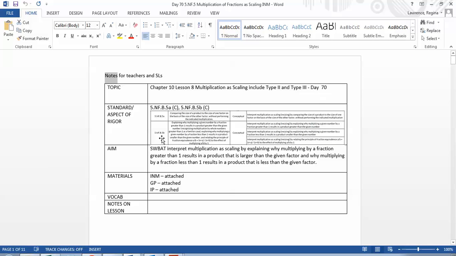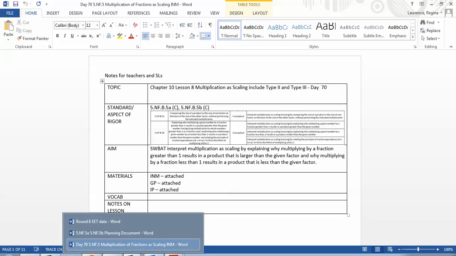All right, we're going to look at day 70, which is the next day on multiplication is scaling. Again, the two standards are 5NFB 5A and 5B. We read these for a lesson yesterday. If you don't remember exactly what the language of the standard is, go ahead and pause the video so you can go back and read them.